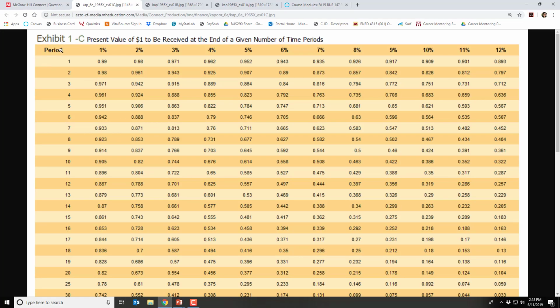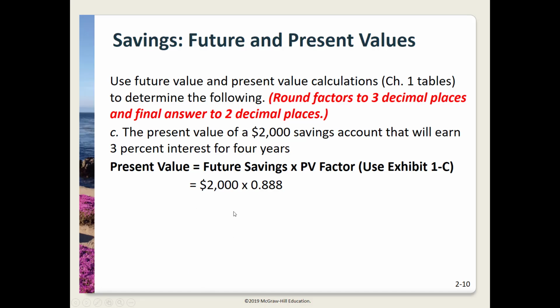So again, our period going down is the 4 years, and we're looking at 3%, so we'll go to the 3% column, and then moving down until we get to the 4-year row, we get the factor of 0.888. So plugging our 2,000 times 0.888 into our calculator, we get a present value of $1,776. That's how much we need to deposit today and leave it in our savings account for 4 years at 3% in order to achieve $2,000 in the future.